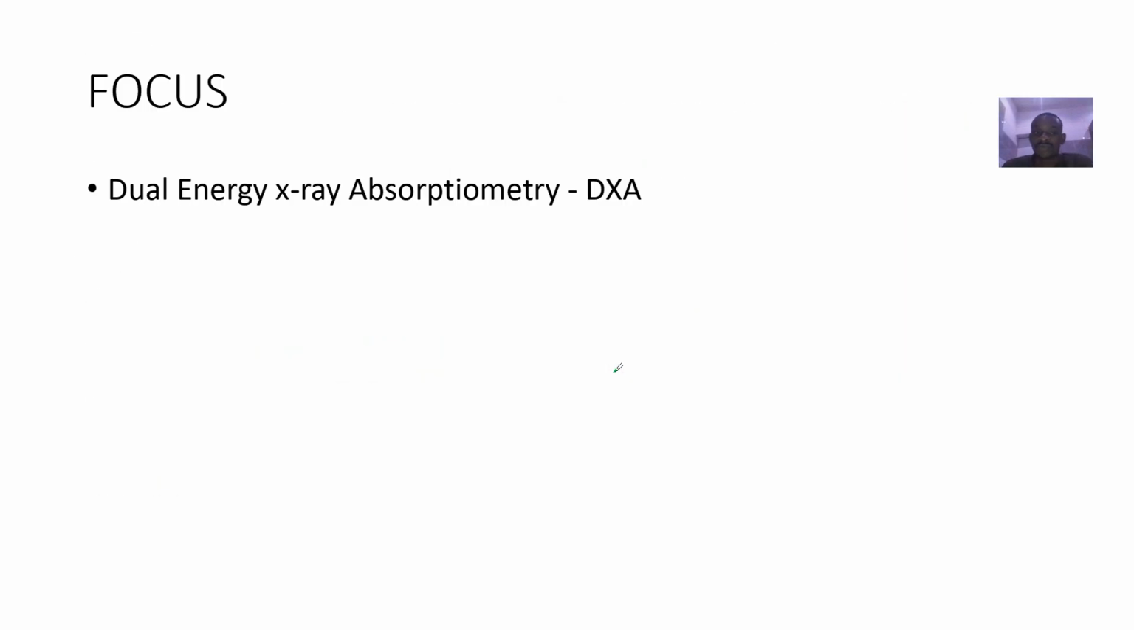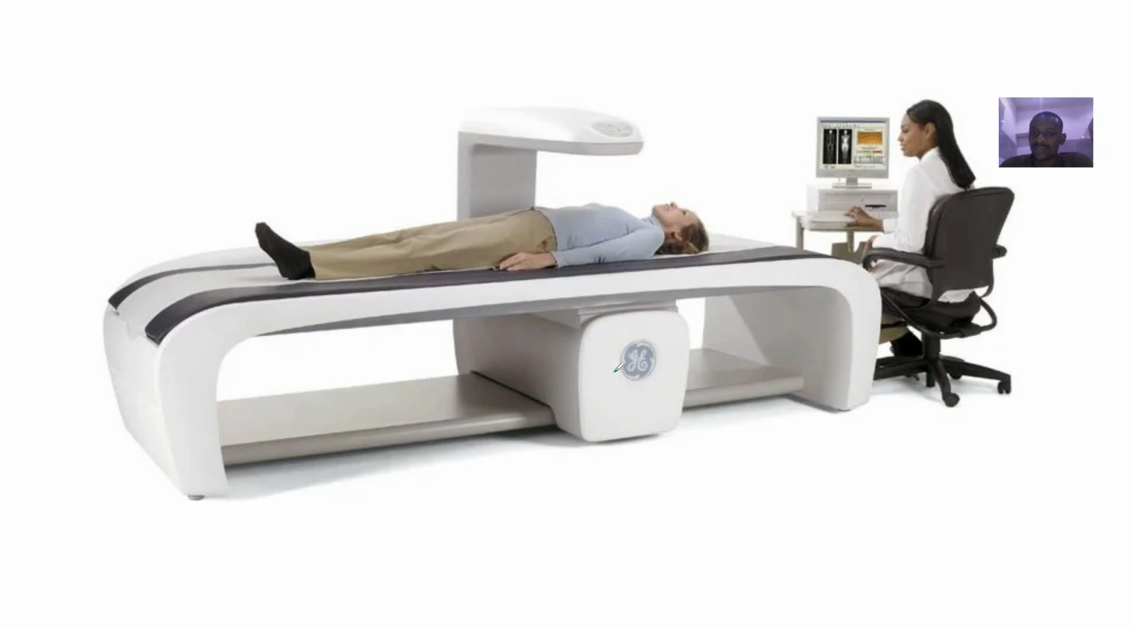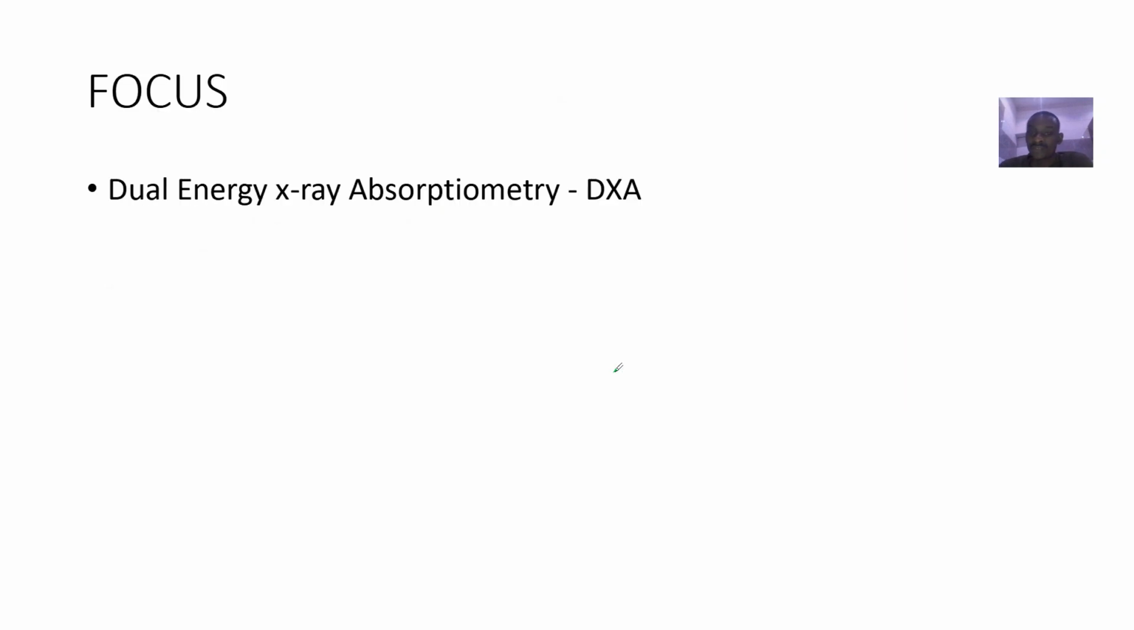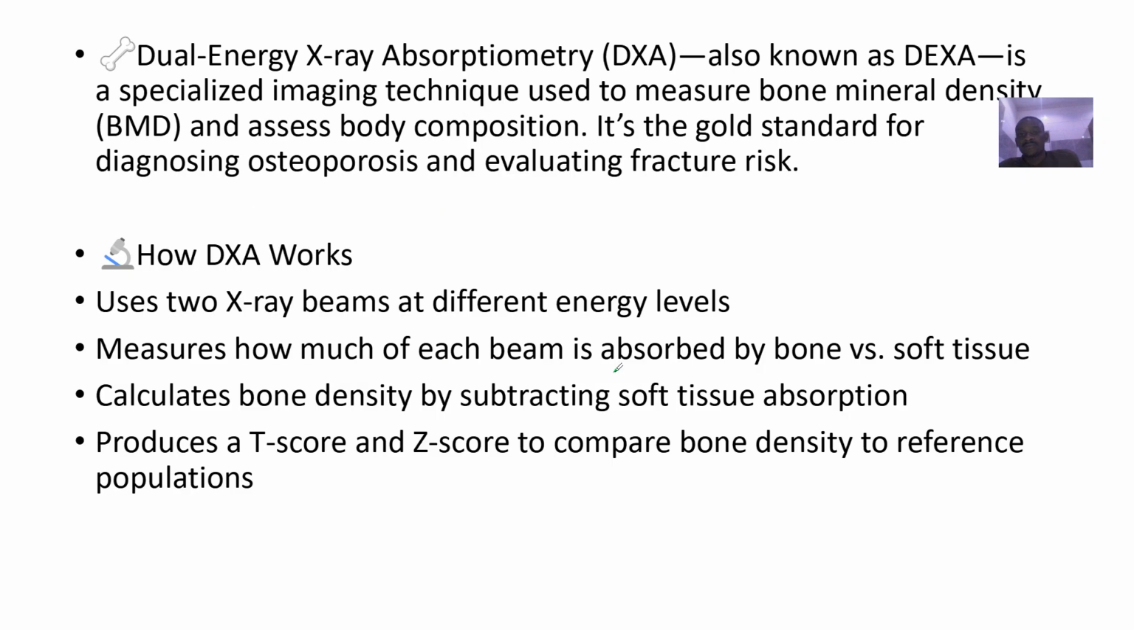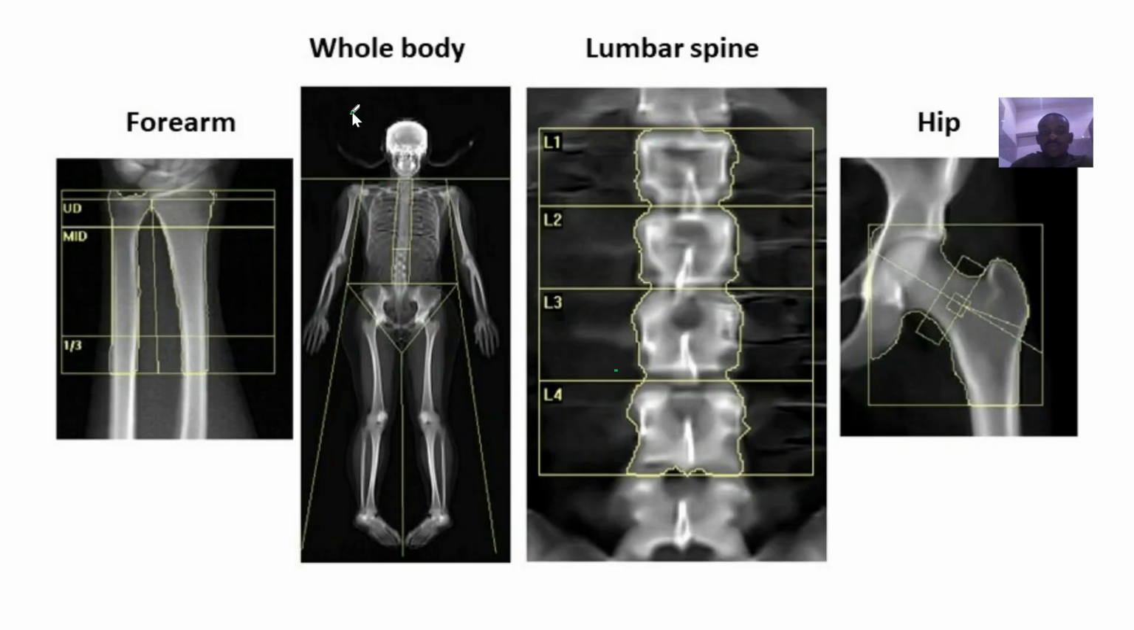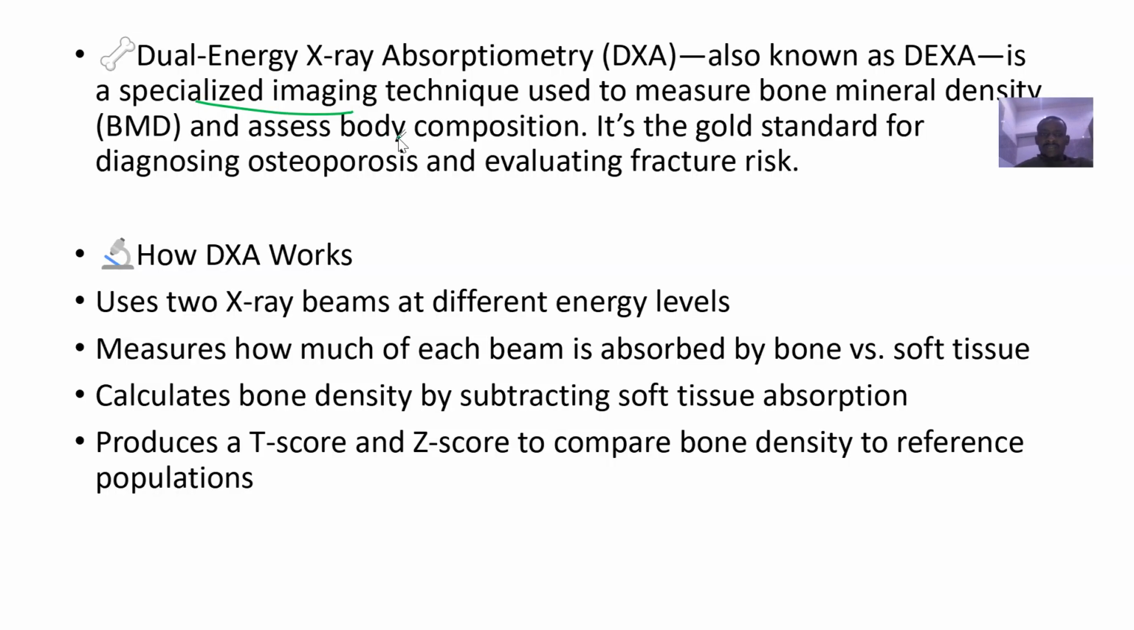So that's what is known as dual energy X-ray absorptiometry, right? You can abbreviate it as what? DXA or DEXA, anyone? So it's also known as DEXA. A specialized imaging technique used to measure bone mineral density. You want to see how thick somebody's bone is. Do you understand? So you want to assess the body composition.